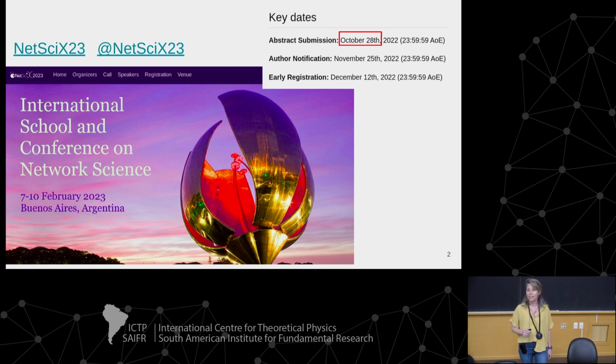We already know who will be the invited speakers for this conference, and we are preparing the professors. We are still looking for some professors. Some are already known for the school that will be giving the lectures for this event. So this is a very good opportunity for Latin America.